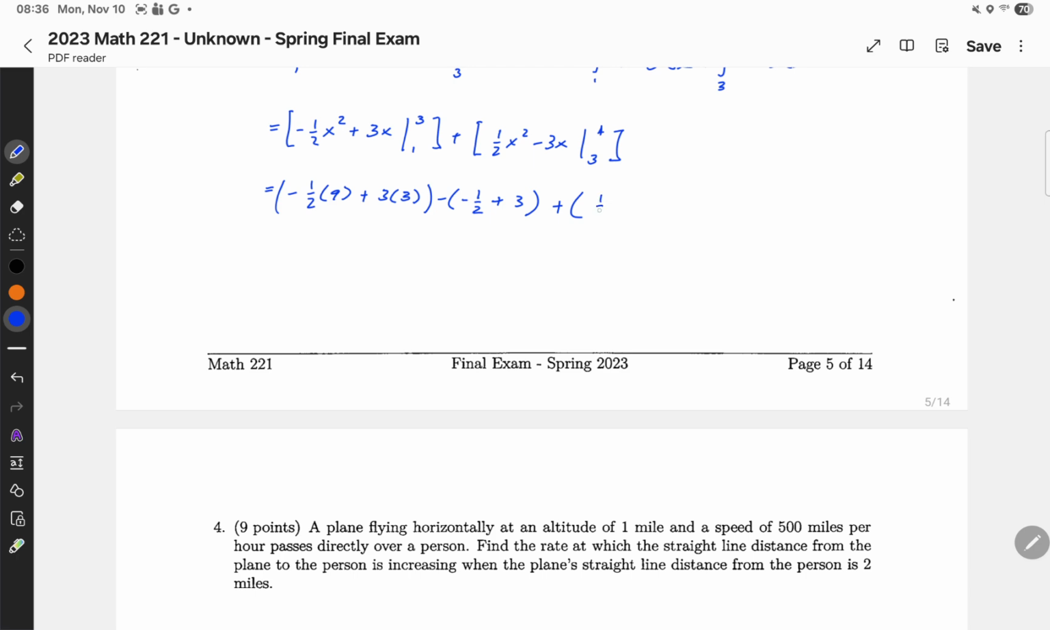And then we're adding to this 4 section, this is going to be 1/2 times 16, right? 4 squared is 16, minus 3 times 4. And we subtract the 3 portion, 1/2, 9, I'll simplify that, minus 3 times 3, just like that. All right, at this point, if this was my test, I would box this answer right here.